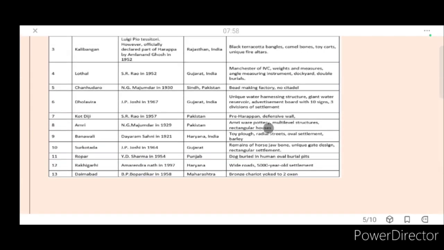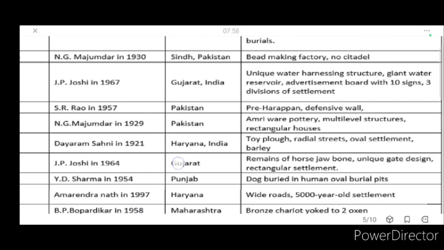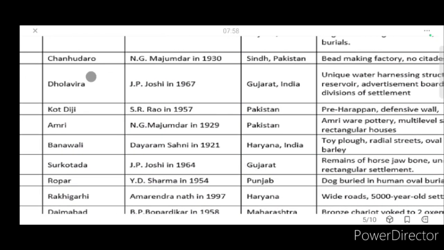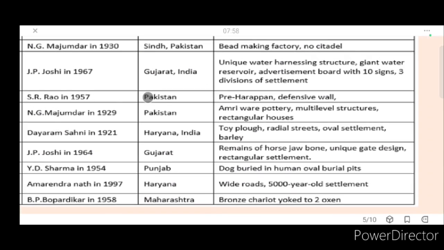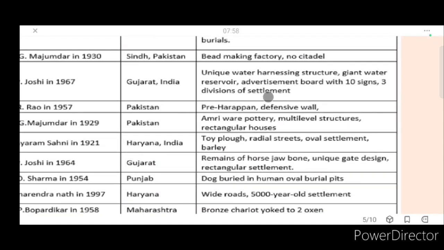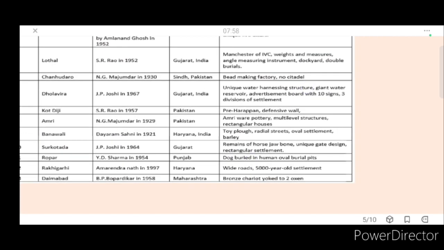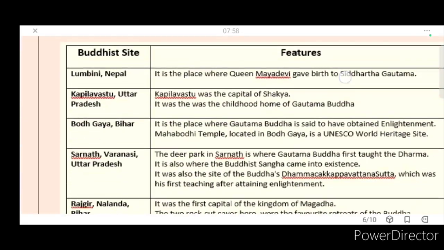Let's see this one. This is Dholavira, and it was discovered by J.P. Joshi in 1967. It is in Gujarat, India. Here you can see the signboard with the 10 signs and the 3 divisions of the settlement. You can easily pick that option as per our discussion.